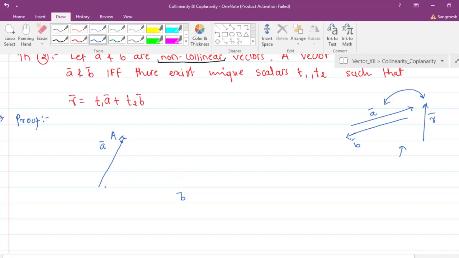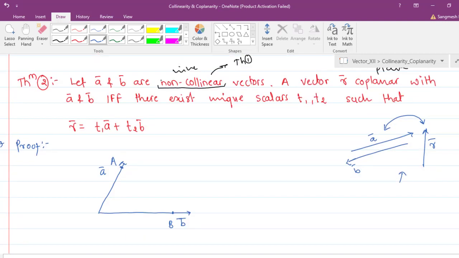Sorry, not bar, it is a single point B. So it is a bar and it is b bar. See, the diagram itself says that these a bar and b bar are non-collinear. Of course they are not parallel to any other third vector, or they are not lying on the same line. So the first given statement is proved, that these are two non-collinear vectors. So I have drawn the two non-collinear vectors.